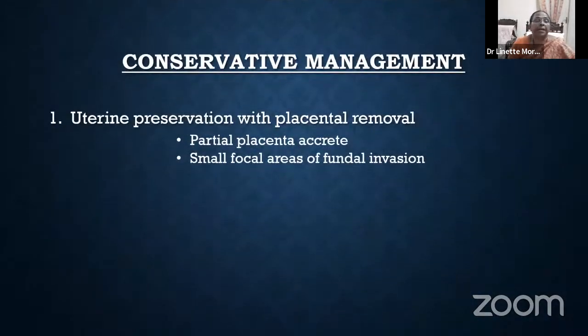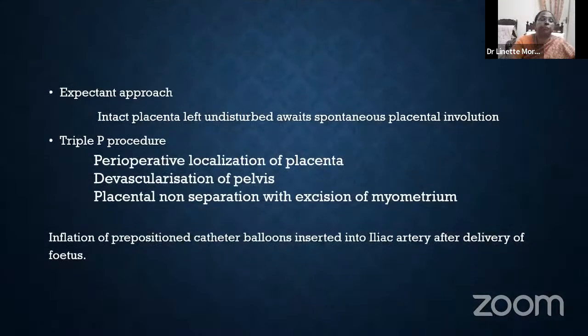Now, conservative management falls into three categories. One is uterine preservation with placental removal, but this is only practiced for partial placenta accreta or where there are small focal areas of fundal invasion. Here, the uterus is preserved with removal of the placenta. There is an expectant approach in which the intact placenta is left undisturbed and the uterus and abdomen are closed, waiting for spontaneous placental involution.